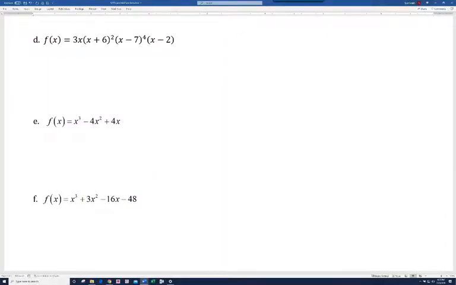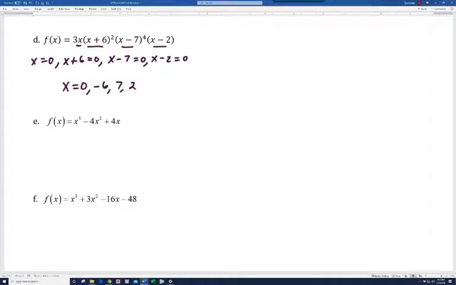All right, so on D, our zeros, now be careful here. There's actually 4. Sometimes students will miss one. Notice we have 4 variable factors here. If you set each of those equal to 0, then when you solve for x, you get your zeros. And so we have 4 zeros here: 0, -6, 7, and 2.